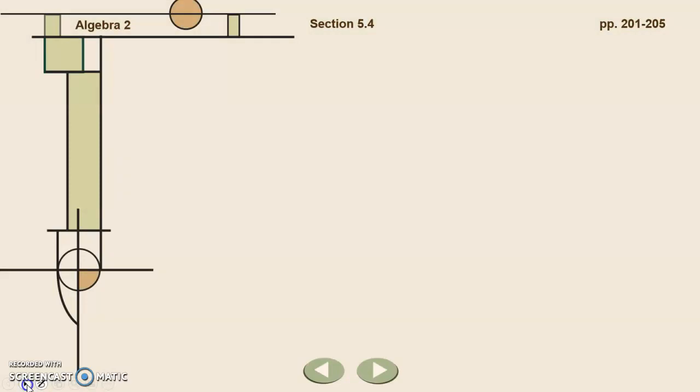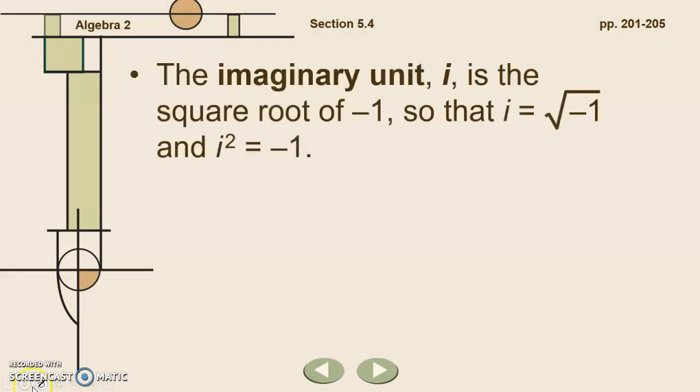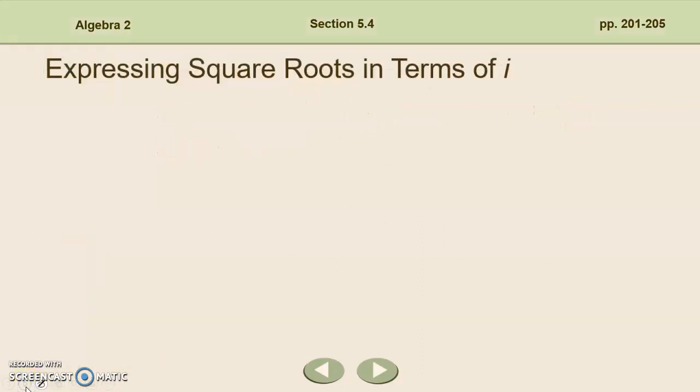and taking the square root of a negative number produces something called imaginary numbers or imaginary units. The imaginary unit, which we're going to write with an i, is the square root of negative 1. So i equals the square root of negative 1, and i squared would be negative 1. So whenever we're taking the square root of a negative number, we're going to have to use this notation here to indicate that it's an imaginary unit.